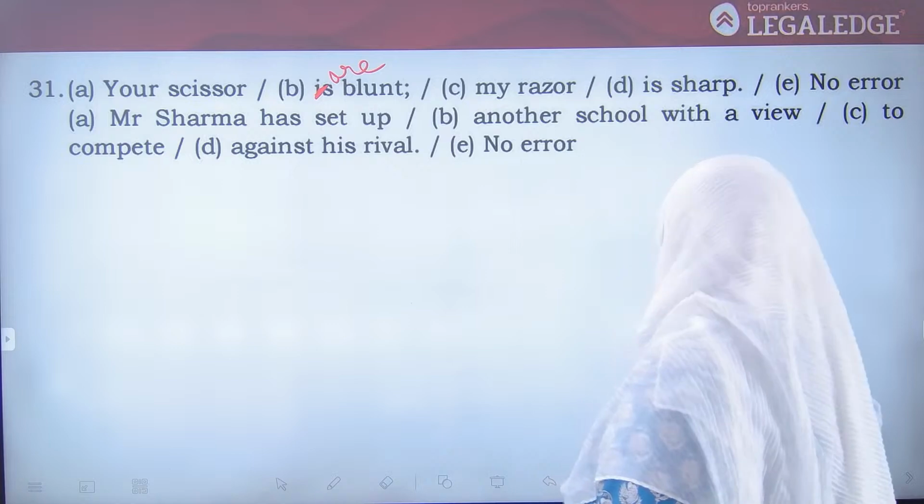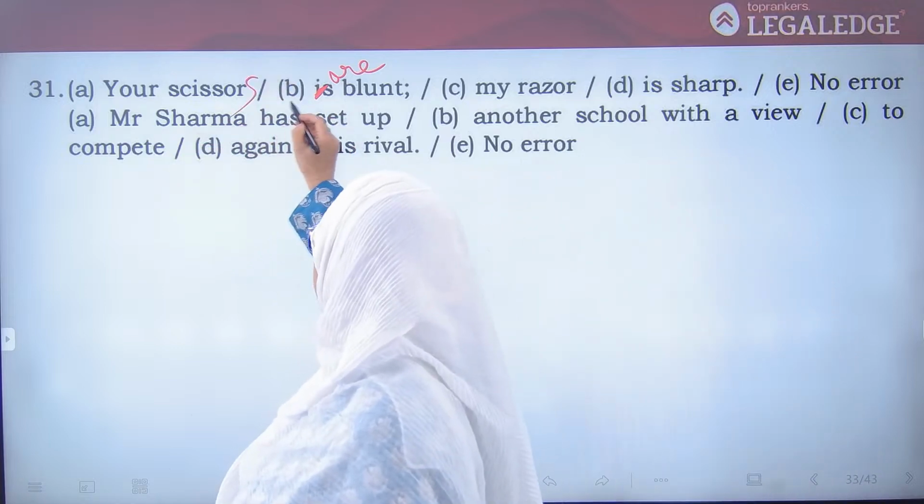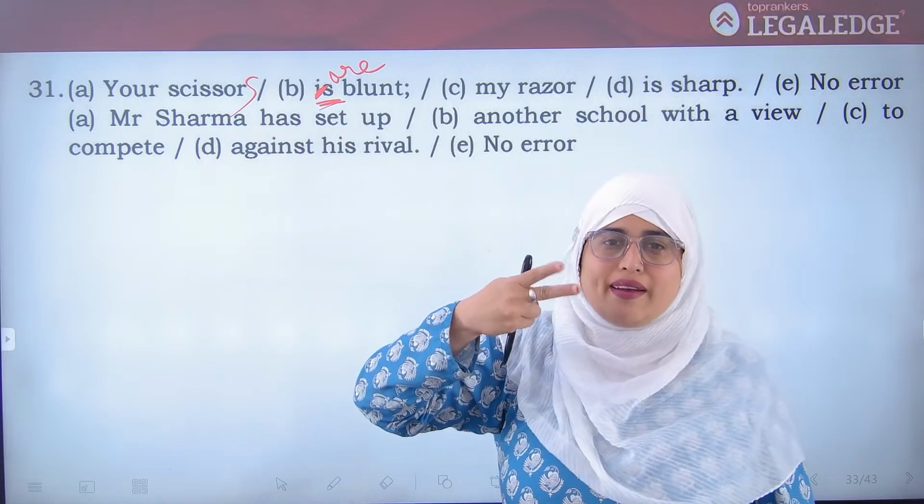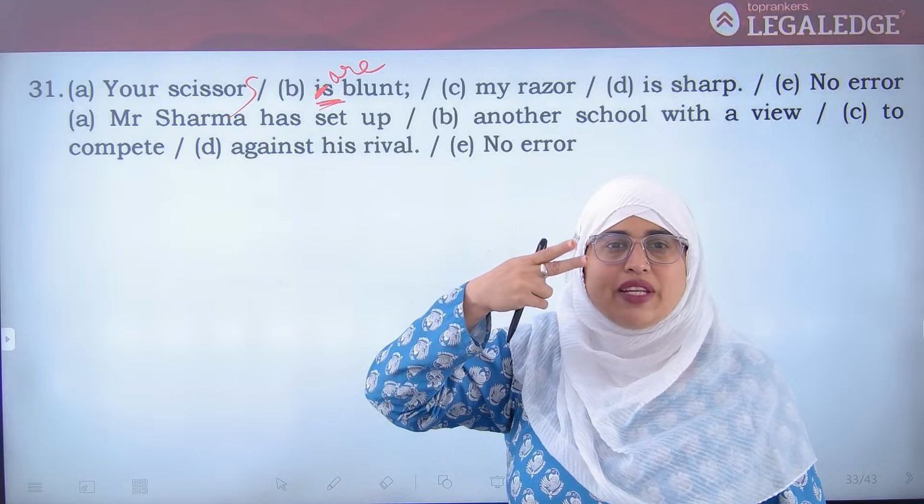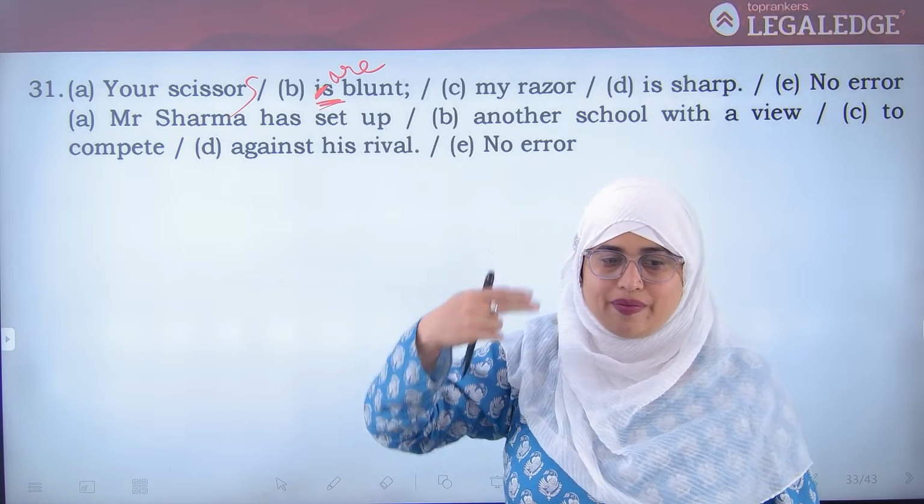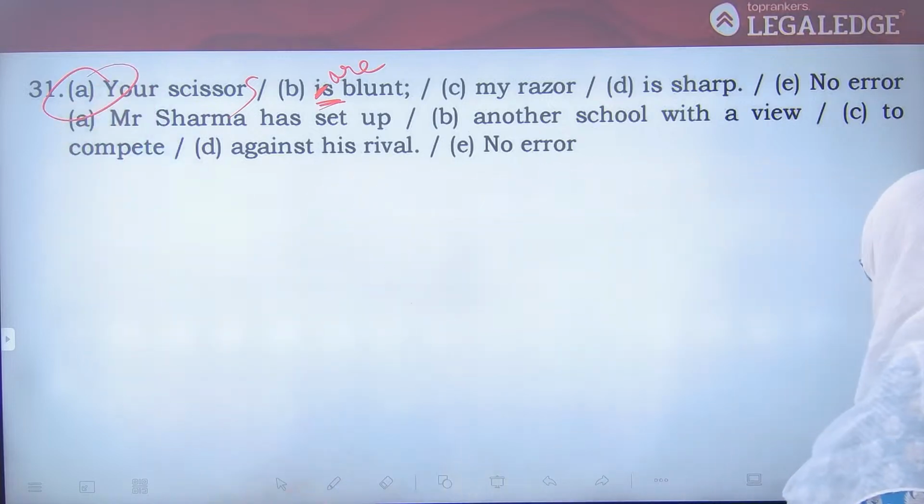Okay, your scissors में s आएगा because it's plural. Scissors always work in pair. एक scissor से काम नहीं चलता. We need a pair. All right, so your scissors are. Erroneous part was A.